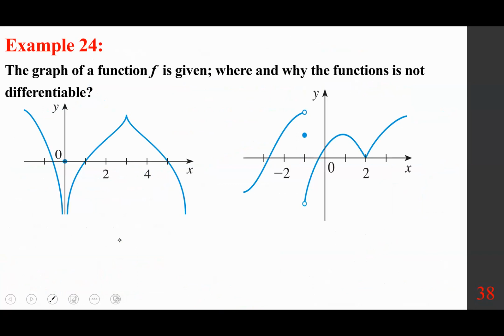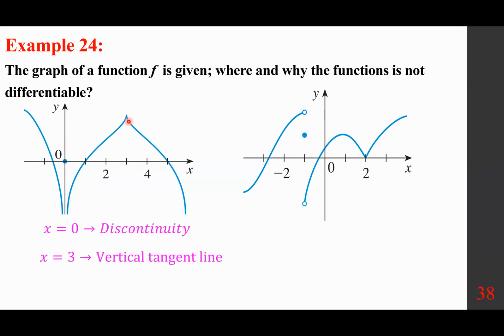Okay, let's take a look at this simple example. The graph of a function f is given, and the question is where and why the function is not differentiable. Clearly, at x equals 0 there's a discontinuity, and at x equals 3 it's a vertical tangent line. If you think it's a sharp corner, I'm not worried about that too much, but you may see that this appears to be going up. At -1 we have a discontinuity, and at 2 we have a sharp corner.